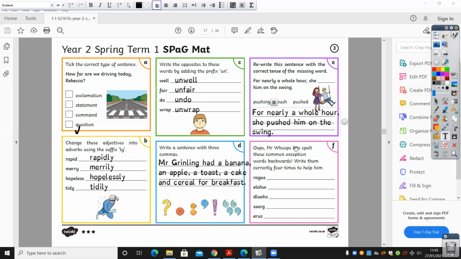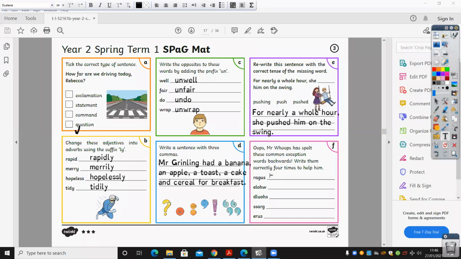And last question today, F. Oops, Mr. Whoops has spelled these common exception words backwards. Write them correctly 4 times to help him. So not just once, 4 times. Now, there is a little tip that I have for you children. If you have a look at these words, they are actually written backwards, children.